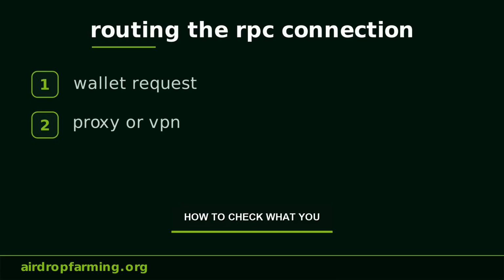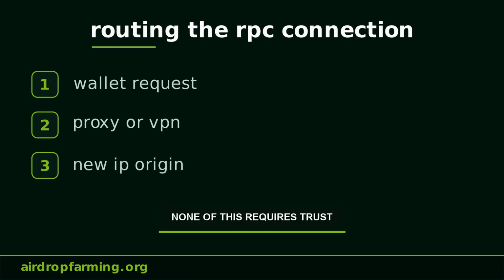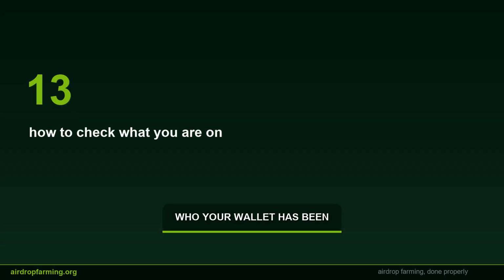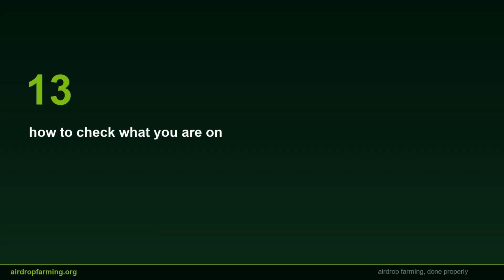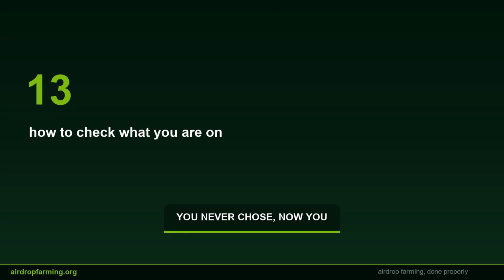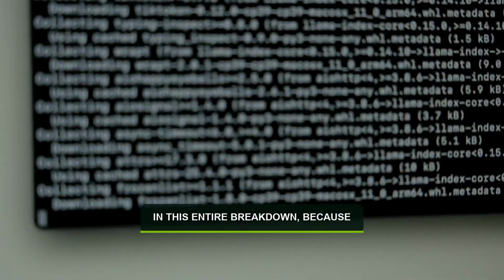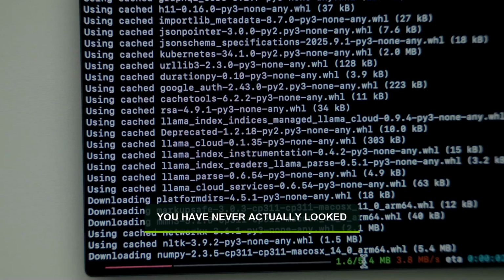How to check what you are on. None of this requires trust in a sales page, because you can just look. Open your wallet network settings and read the RPC URL it is actually using. That one line tells you who your wallet has been talking to this whole time. If it is a default you never chose, now you know. If several wallets all show the same URL, now you know they share an observer. This 30-second check is the single most useful thing in this entire breakdown, because you cannot fix a leak you have never actually looked at.